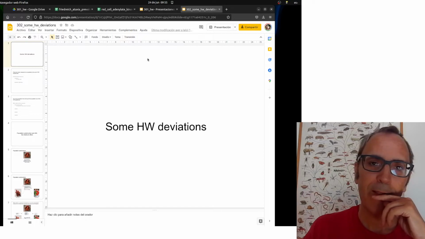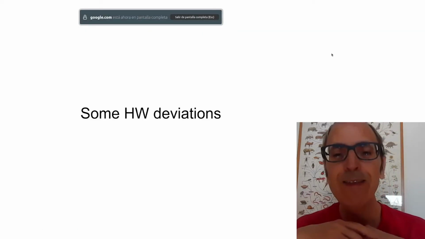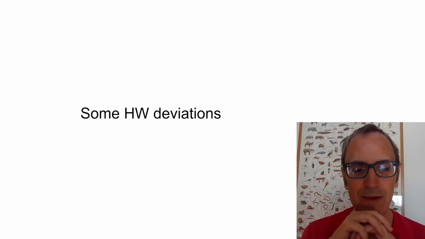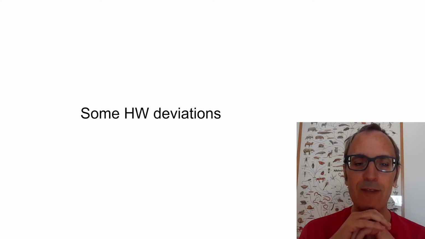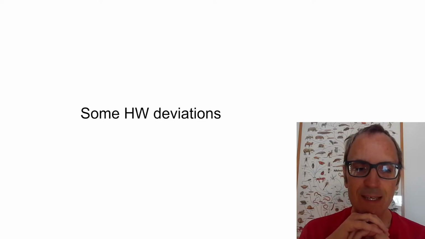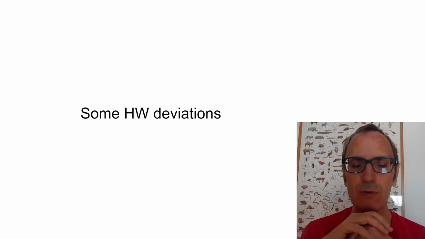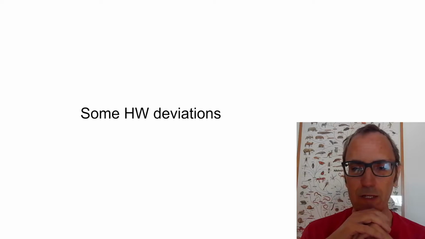Okay, now let's see what happens when there's some deviation from these assumptions. In real populations, we won't have all the assumptions completely met. So there will be some deviations from the Hardy-Weinberg proportions and the Hardy-Weinberg equilibrium.